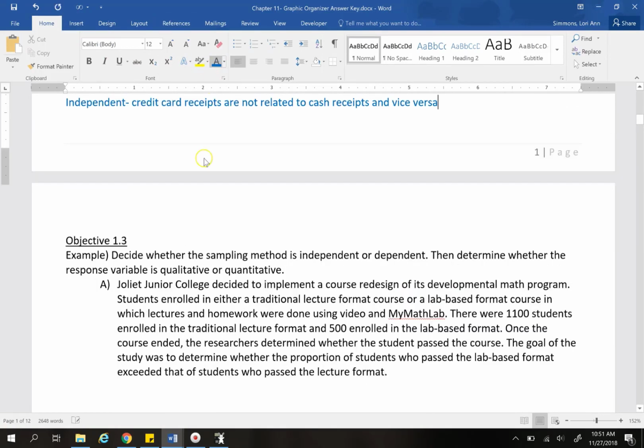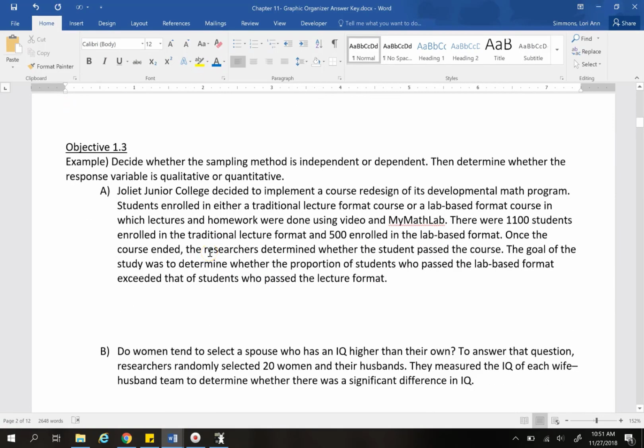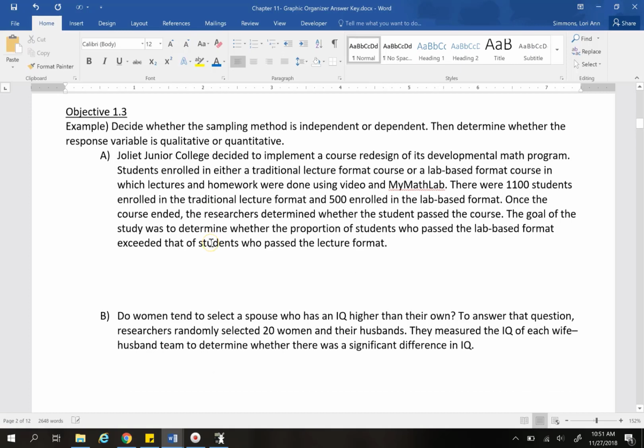We have some more practice. Decide whether the sampling method is independent or dependent, and then determine whether the response variable is qualitative or quantitative. Again, I'd like you to try this on your own and then replay the video. Joliet Junior College decided to implement a course redesign of its developmental math program. Students enrolled in either a traditional lecture format course or a lab-based format course in which lectures and homework were done using video in MyMathLab.